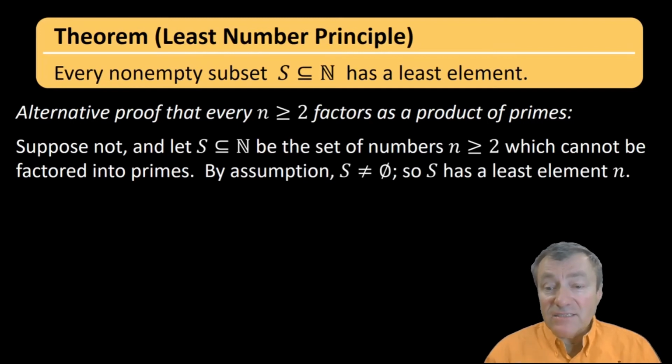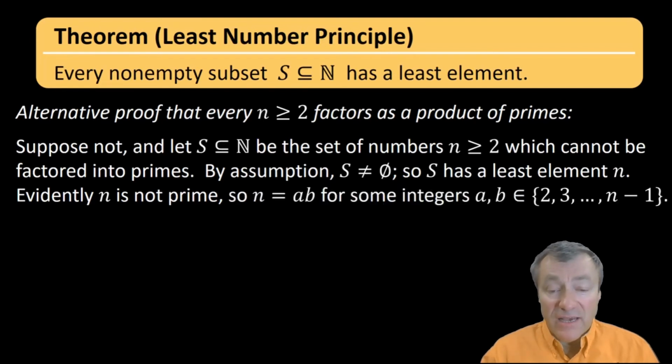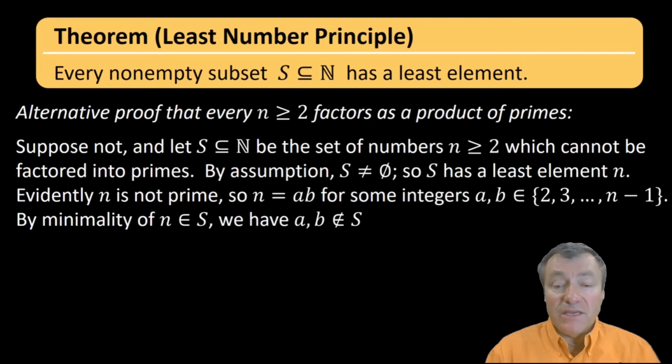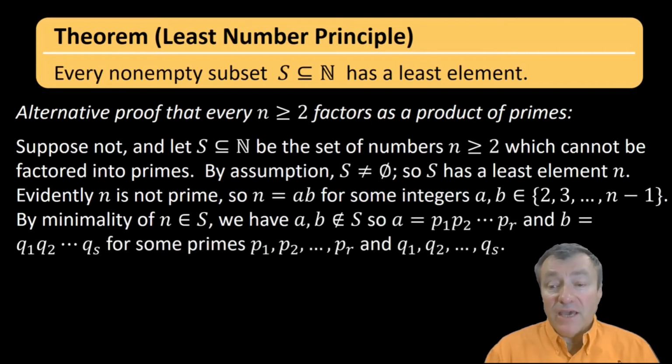Our assumption is that S is non-empty. It's a non-empty subset of the natural numbers. So by the least number principle, it must have a least element n. Evidently, this element n is not prime, since it's in S. So that means it factors as a times b for some integers a and b in the range 2 up to n minus 1. Since n is the smallest element of S, with a and b being smaller than n, that means a and b cannot themselves be in S. By definition, that means a has a prime factorization, and so does b.